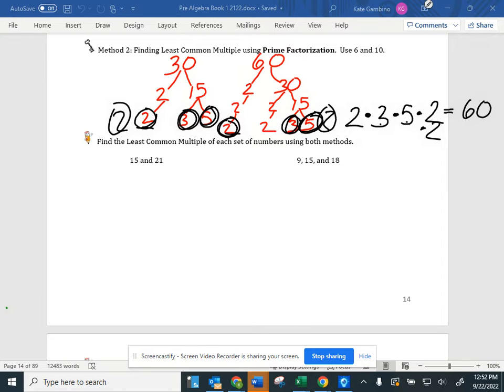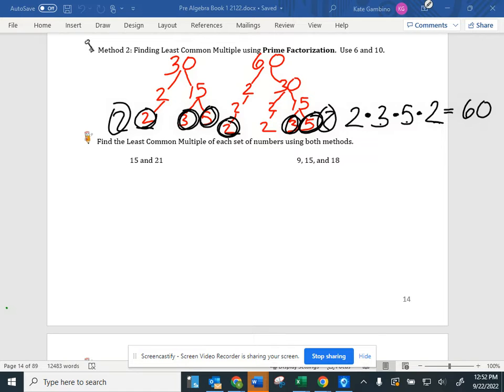How would it be like 60? Well, look at 30 and 60. Is there a multiple of 60 that's smaller than 60? Our first multiple of 60 is 60, right? 60 times 1. So we can't have a multiple that's smaller than it.